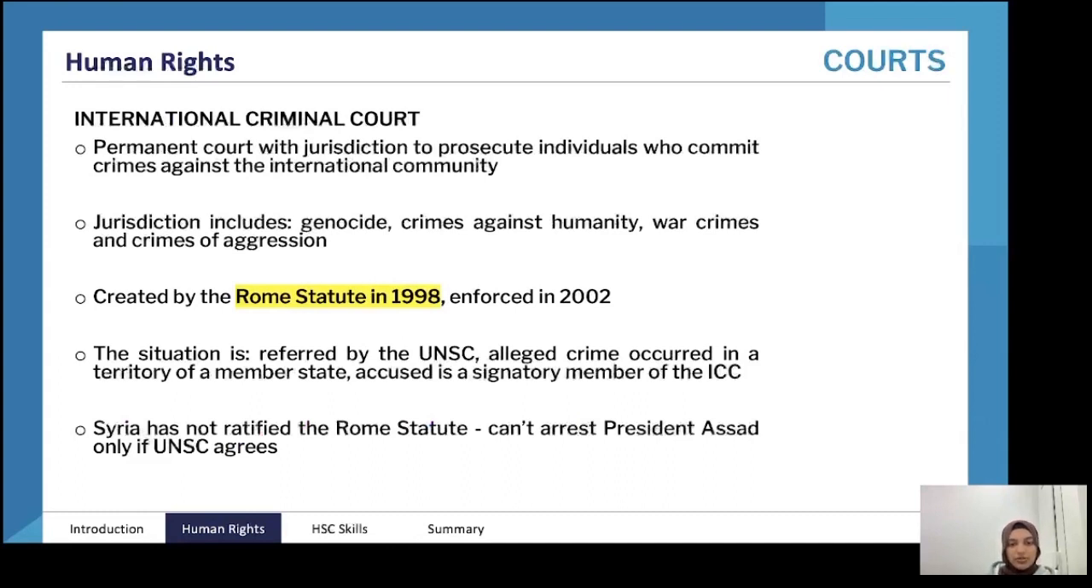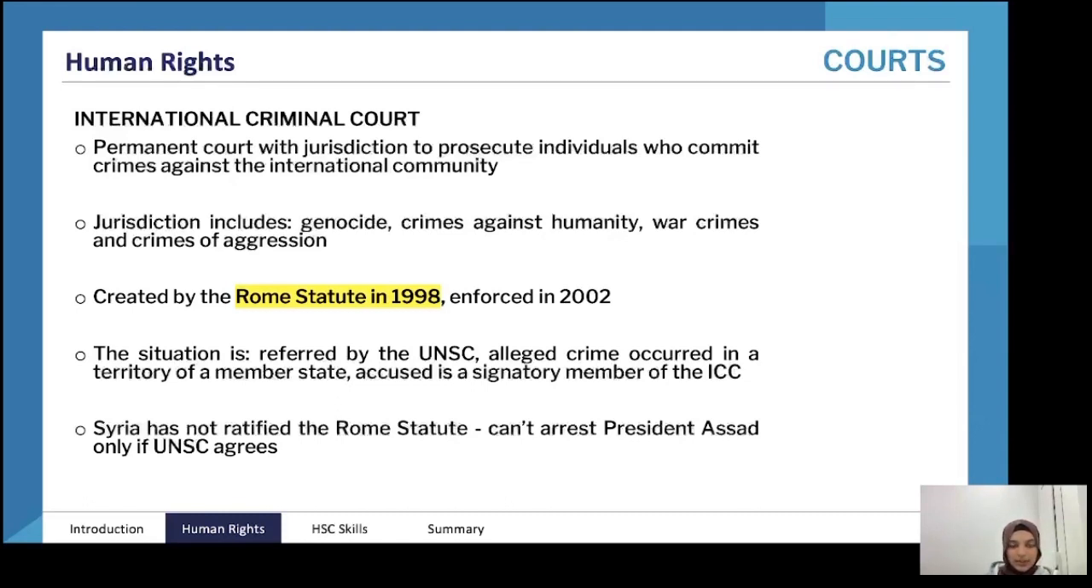We've then got the International Criminal Court, the permanent court with jurisdiction to prosecute individuals who commit crimes against the international community. So jurisdiction includes genocide, crimes against humanity, war crimes, and crimes of aggression, which are all examples of crimes that can be prosecuted under the ICC, or the International Criminal Court.